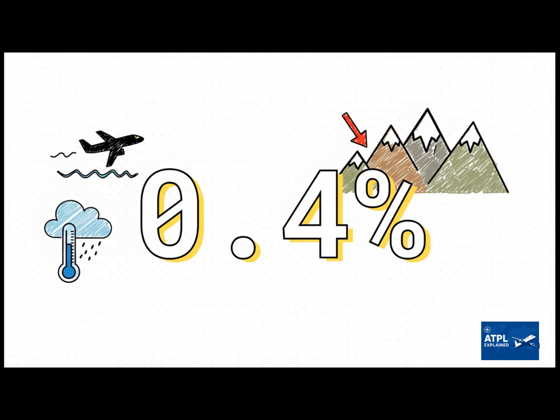So how do we correct for it? Well, the rule of thumb is that your true altitude changes by about 0.4% for every 1 degree Celsius you deviate from the International Standard Atmosphere, or ISA. So let's put that into perspective. Say you're flying at 10,000 feet above the airfield, and it's 10 degrees colder than standard. Well, you're actually 400 feet lower than you think. 400 feet! That is a huge, huge deal, especially in terrain.